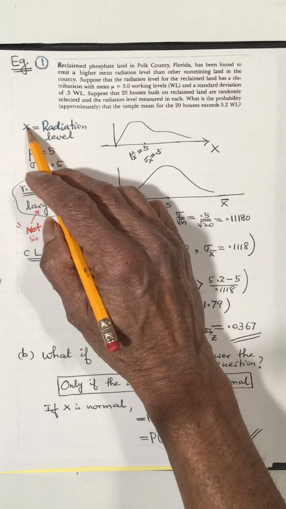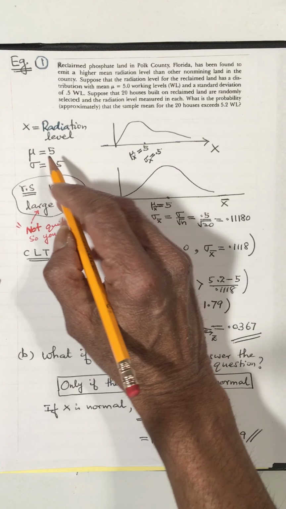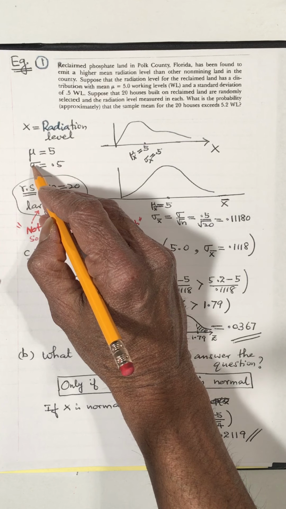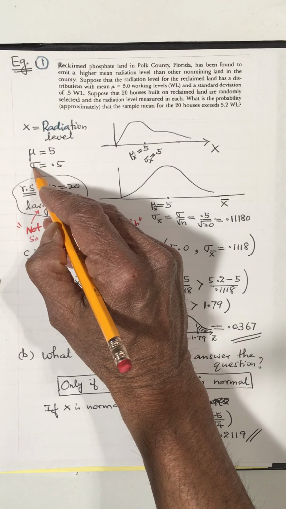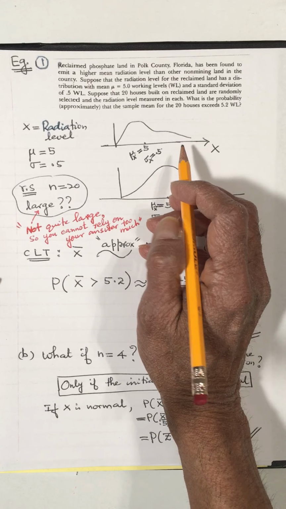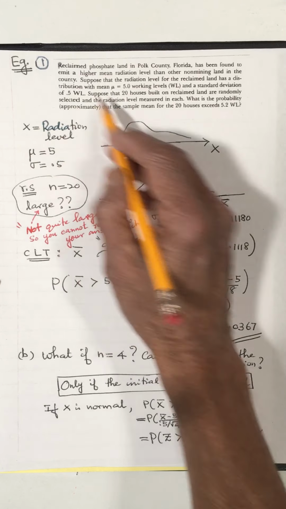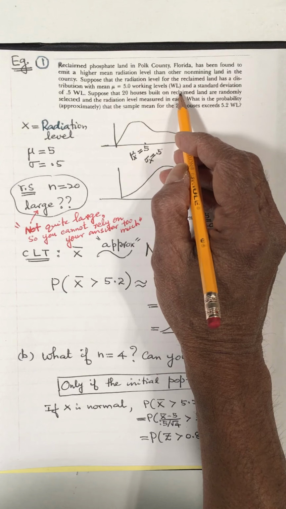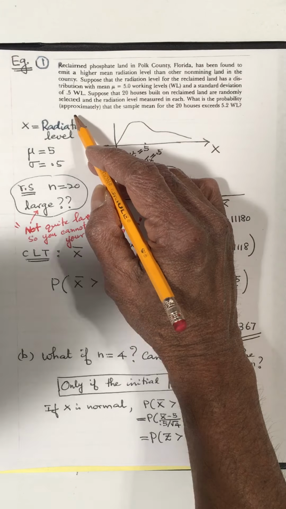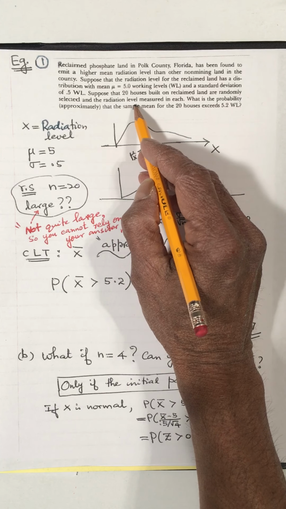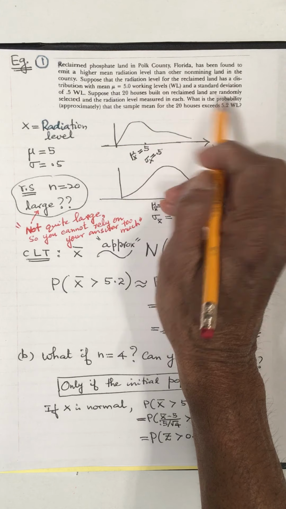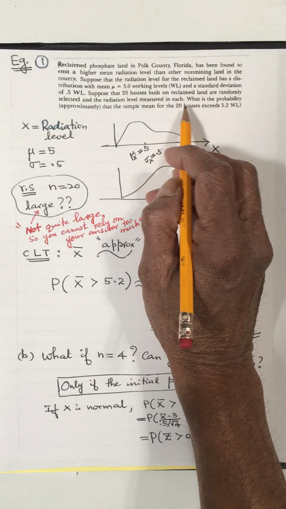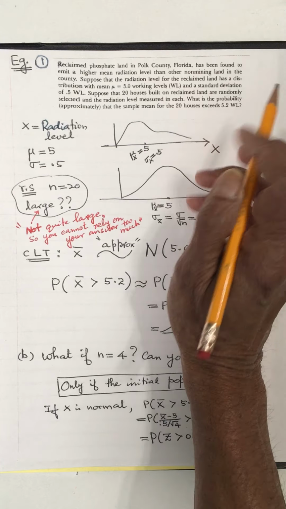So that means that if you take x to be the radiation level, the mean of x is 5 and the standard deviation of x, sigma, is 0.5. Suppose that 20 houses built on this reclaimed land are randomly selected and the radiation levels measured in each. What's the approximate probability that the sample mean for these 20 houses exceeds 5.2 working levels?